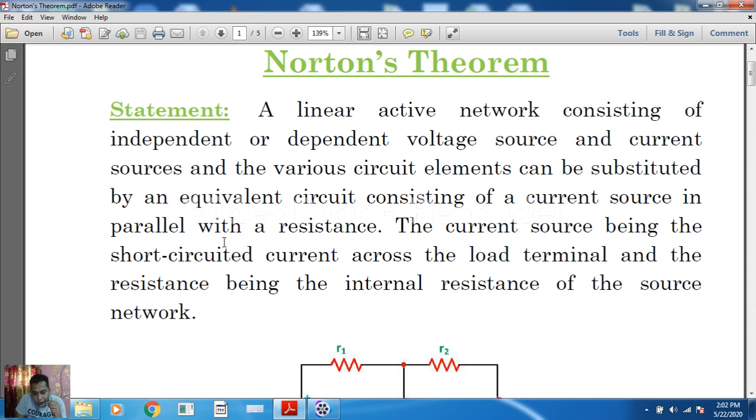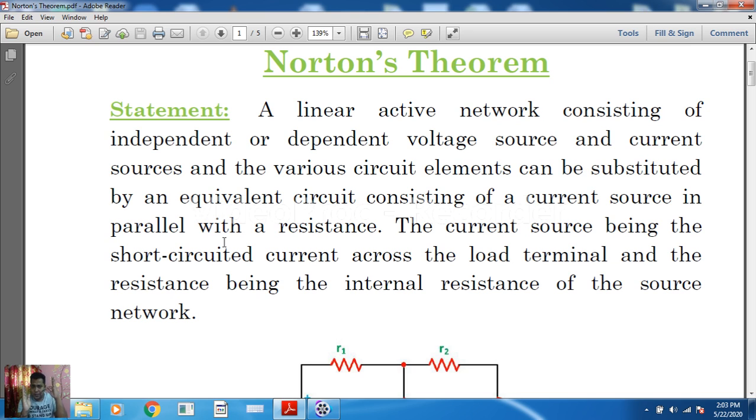We can find the current by removing the load resistance from the circuit, making that terminal short, and finding the short circuit current. Whatever the short circuit current is, that gives us the Norton's current. At the end, that will act as a current source.